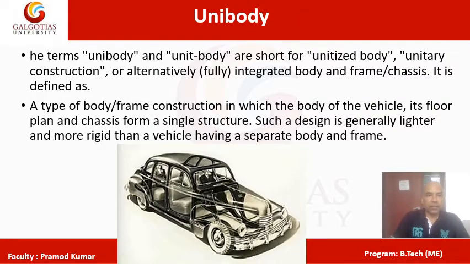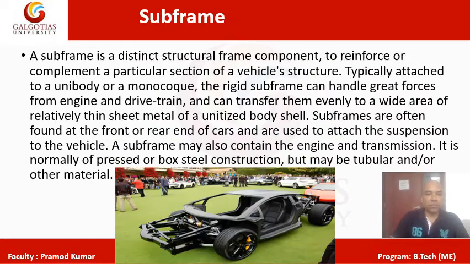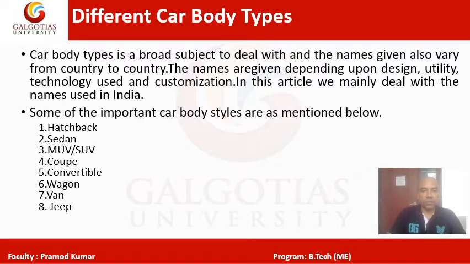The terms unibody and unit body are short for unitized body, unitary construction, or integrated body and frame chassis. It is defined as shown here. A subframe is a distinct structural frame component or reinforcement for a particular section of the vehicle. The rigid frame can handle the great force of the engine and drivetrain and can transfer it evenly to a wide area of relatively thin sheet metal of the unitized body shell. So these are the different car body types.